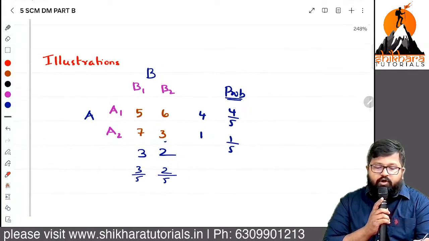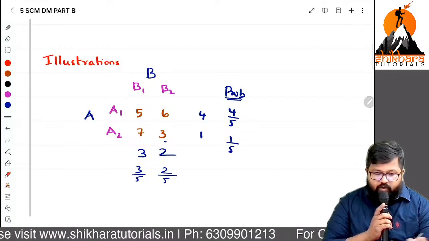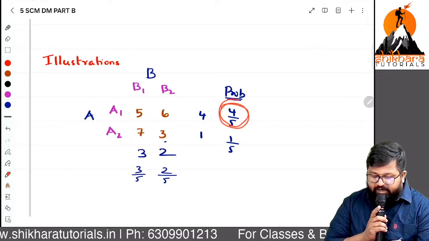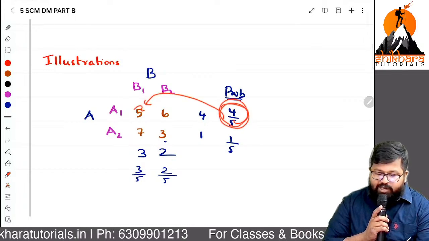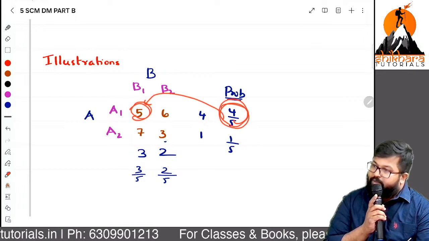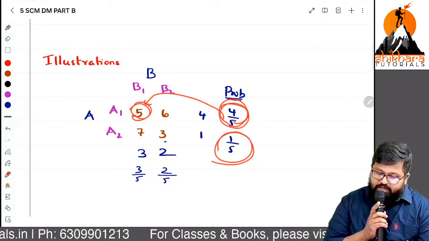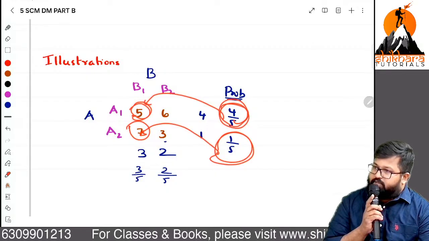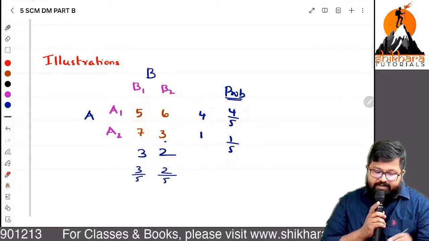Sir, now if you want to know the value of the game, what is the basic thing you need to do? Multiply the probability of A1 and the value mentioned in the cell, plus the value of A2 and its probability into the value in the zone. That's the point. Okay, sir, I'm writing it there once.